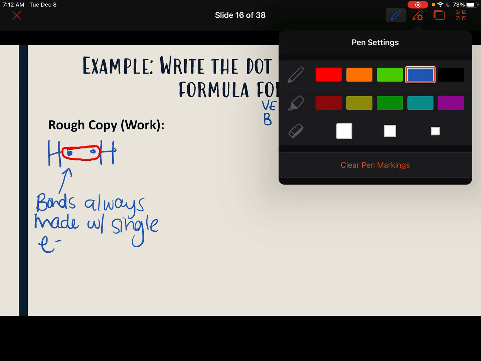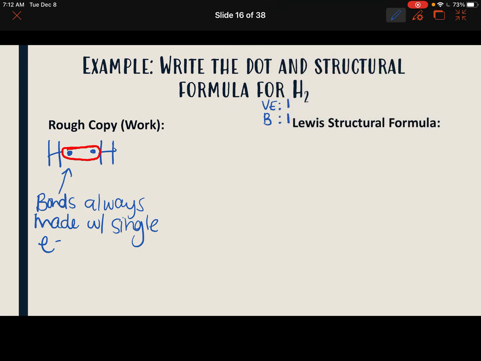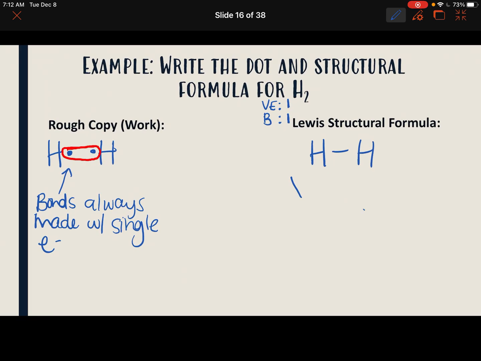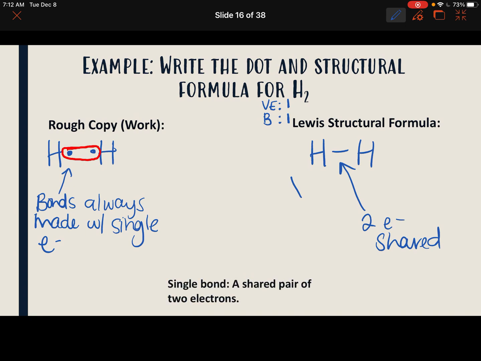So for the Lewis structural formula, we're actually going to replace those dots with a line. So in the Lewis structural formula, we're going to put a line between the 2 hydrogens, and what that line means is that 2 electrons are being shared. Each line means 2 electrons are being shared. Now this is called a single bond. That means a shared pair of 2 electrons.